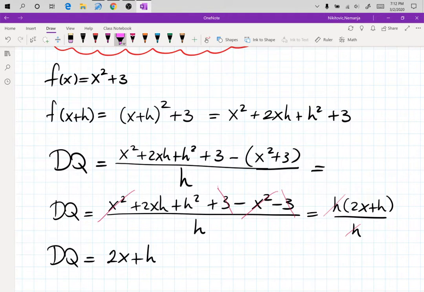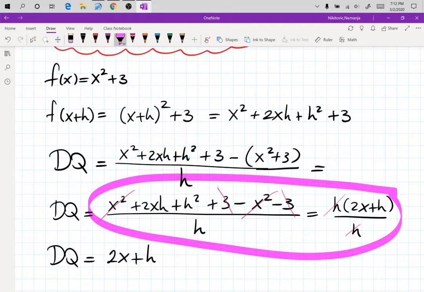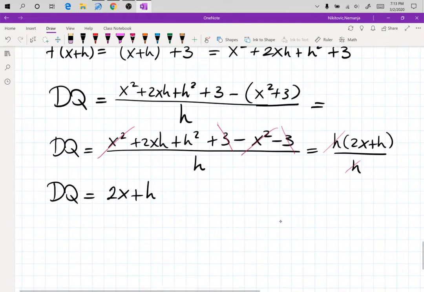The step where you are going to cancel everything that does not have an h, and being able to factor h out to cancel it, will always be there. If you are not reaching a point where all of the terms that don't have h drop, you are doing something wrong.